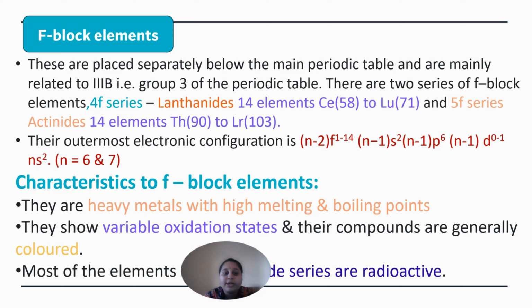The outer electronic configuration of F block elements is (n-2)f1 to 14, (n-1)s2, (n-1)p6 and (n-1)d0 to 1 ns2, where n is equal to 6 and 7. The characteristics of F block elements are: they are heavy metals with high melting and boiling points, and they show variable oxidation states, and their compounds are generally colored. Most of the elements of the actinide series are radioactive.